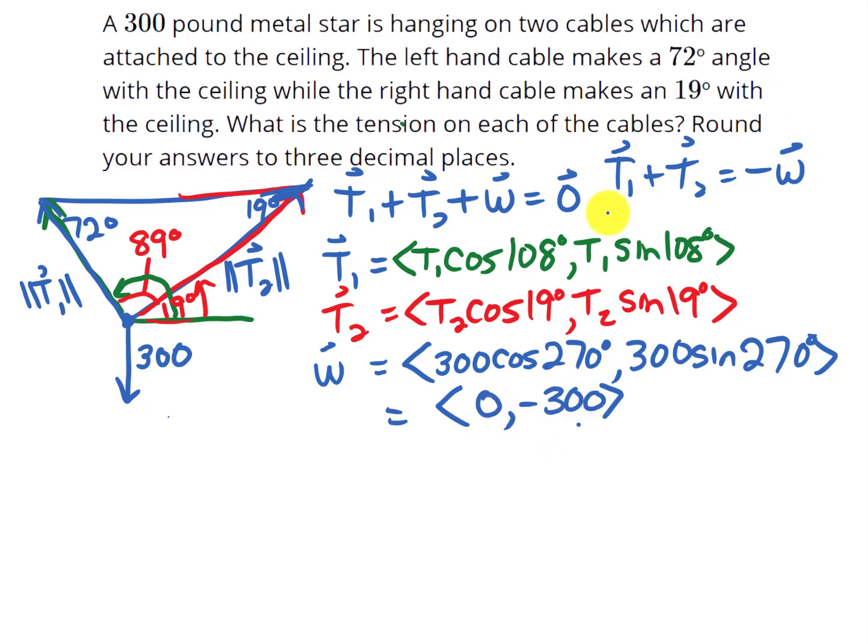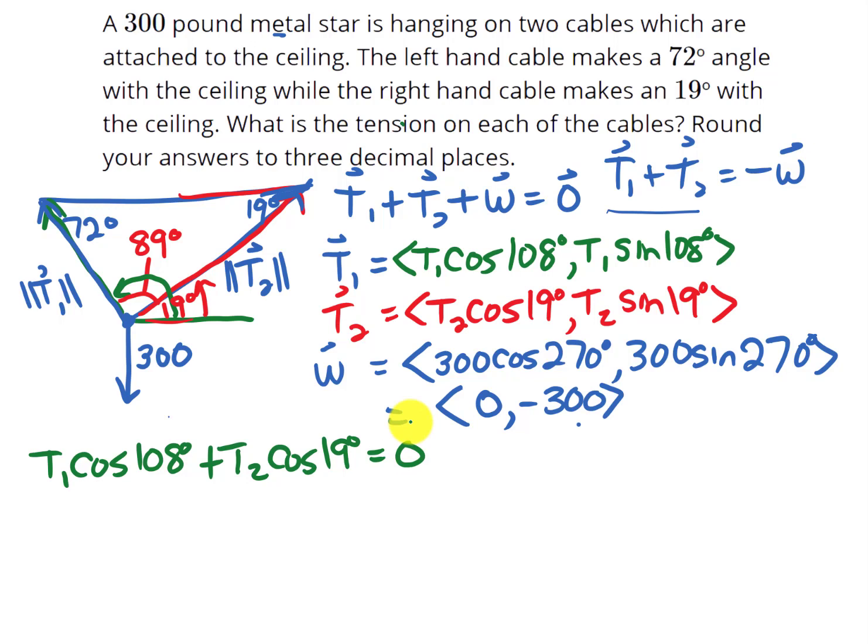So I'm going to add T1 and T2 together component-wise and put them equal to the negative of W's components. So T1 cosine 108 plus T2 cosine of 19, adding first components, would need to equal 0. Let's solve this for T2. T2 would be, moving that over, negative T1 cosine 108 divided by cosine of 19.